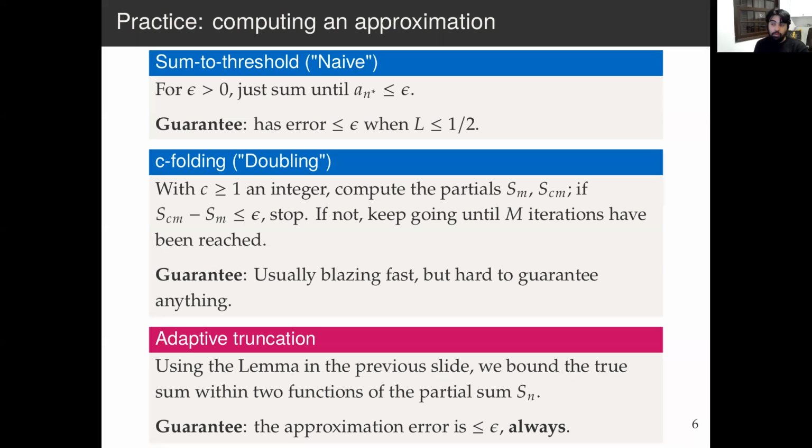Now, the problem is that so far, at least, we couldn't find any guarantees for this. So there's no guarantee that this is going to give you the right answer. And the third thing, our new proposal, is adaptive truncation. Using the lemma that I just showed you, but not discussed in detail, we can always guarantee that we're going to get an approximation within epsilon, no matter what the value for L is, as long as it's between 0 and 1, right? So this is what we call adaptive truncation.